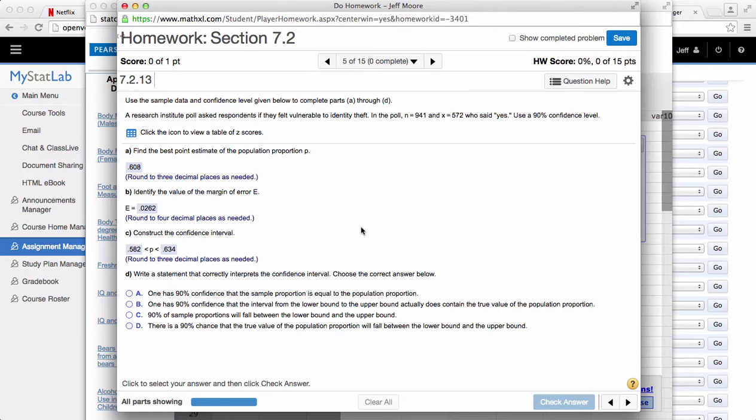The reason for that is that if we were to construct this interval over and over using samples from this population, 90% of the time, the actual population proportion would lie between those two values. So the appropriate selection will be B. One has 90% confidence that the interval from the lower bound to the upper bound actually does contain the true value of the population proportion.